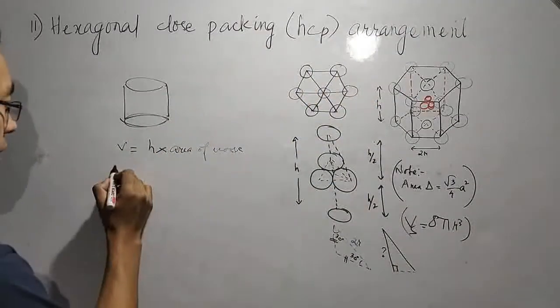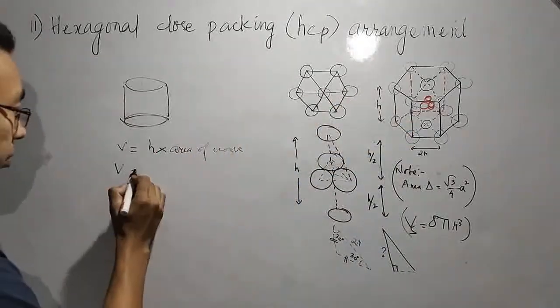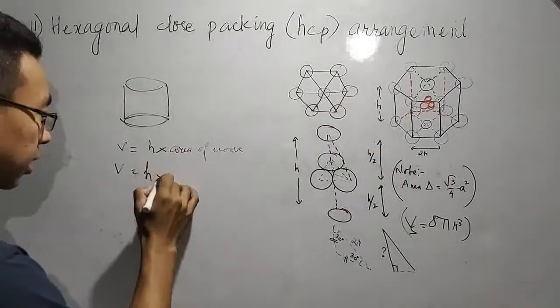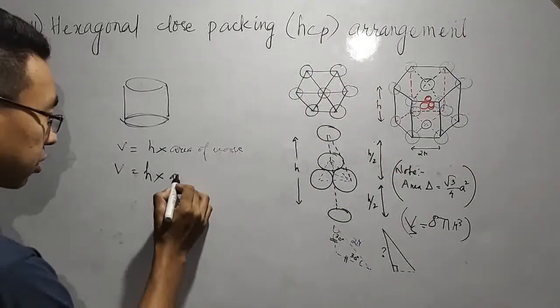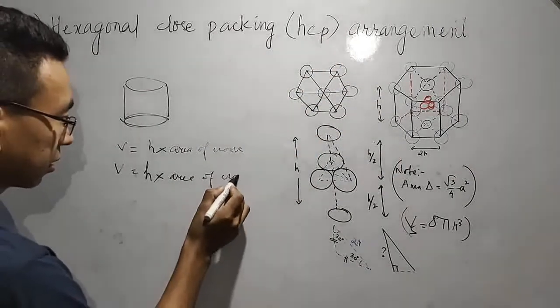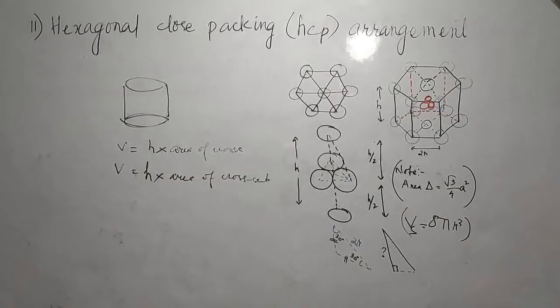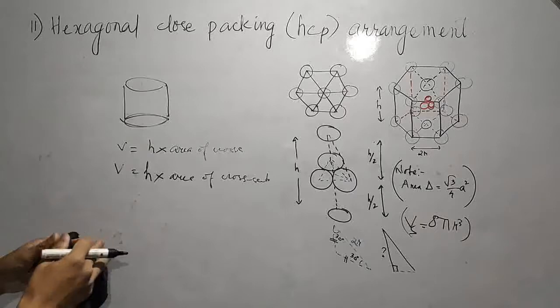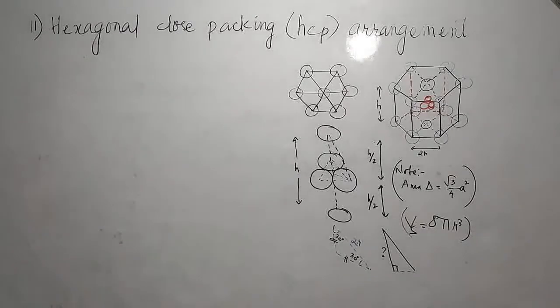So here also we will apply that same method. Here also the volume of the HCP unit cell will be equal to the height into the area of cross section. Okay, this is how we are going to find out. You may not write this one, just for your understanding. Let me show it to you here.